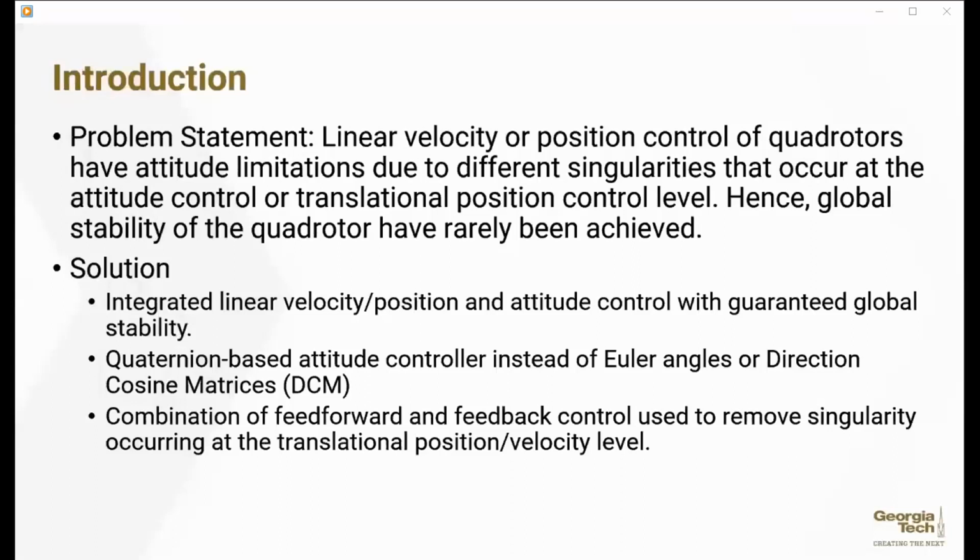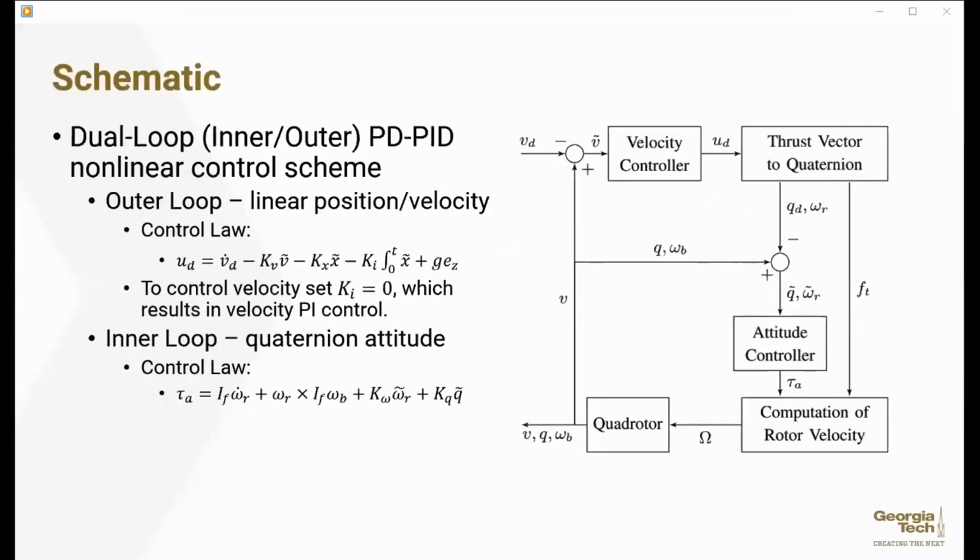The controller utilizes a combination of feed-forward and feedback control to remove singularities during translational position or velocity control. More importantly, the controller is quaternion-based, which eliminates singularities from attitude control. The controller is a dual-loop PD-PID nonlinear controller, where the outer loop controls the linear position or velocity and the inner loop controls the quaternion attitude.